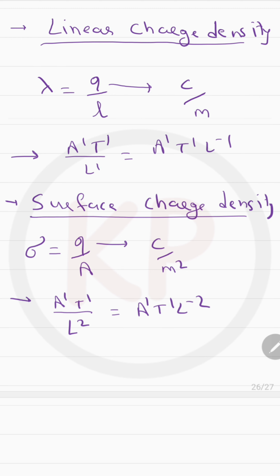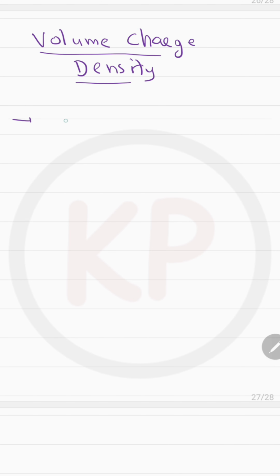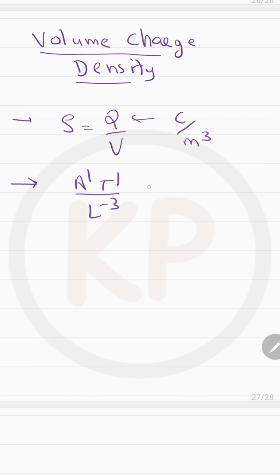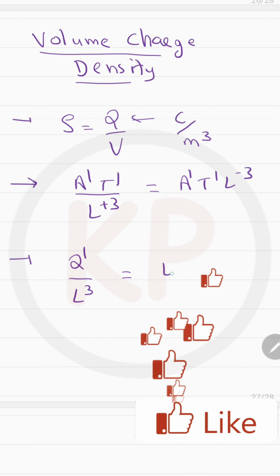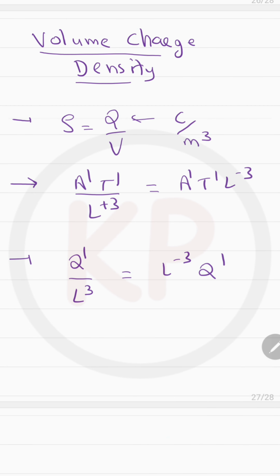Similarly, volume charge density. Rho is equal to charge per unit volume. Charge means coulomb, volume means meter cube. So coulomb per meter cube is a unit of volume charge density. The dimensional formula will be A1 T1 by meter cube means L minus 3. So dimensional formula will become A1 T1 L minus 3. If charge is taken as a base unit, we can write Q1 by L3. This will become L minus 3 Q1 if charge is taken as the base unit.